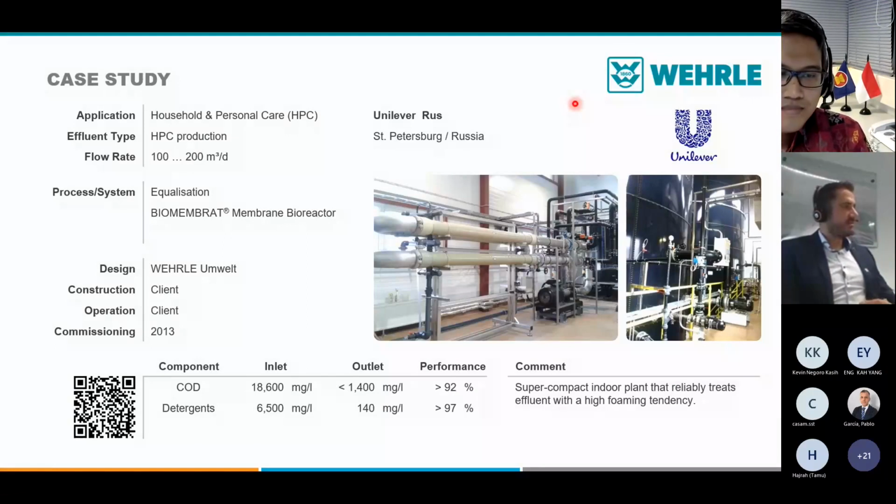Finally, a few case studies. This is a Unilever case study in St. Petersburg in Russia. We are facing 18,600 milligrams in the inlet, and we can reach here 92% degradation.